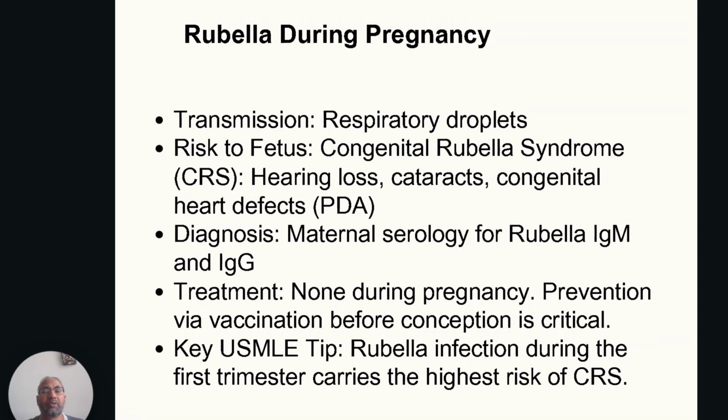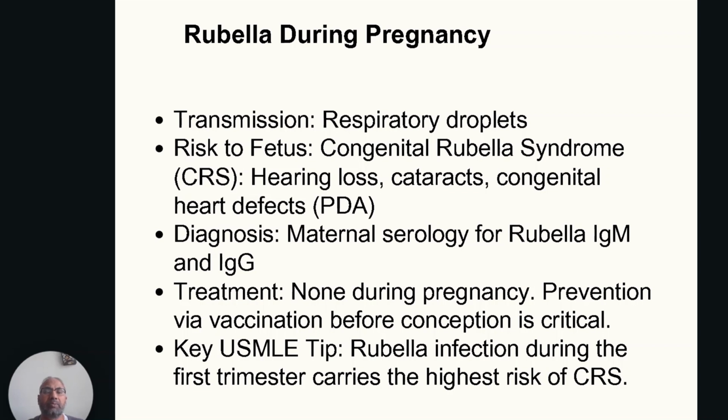What is the risk to the fetus? It can cause a condition called congenital rubella syndrome, which is also known as CRS. And what are the features of this syndrome? The baby can have hearing loss, cataracts, and the most serious one, congenital heart defects, of which the most important is the PDA. So these are the consequences that may occur in the baby through congenital rubella syndrome.